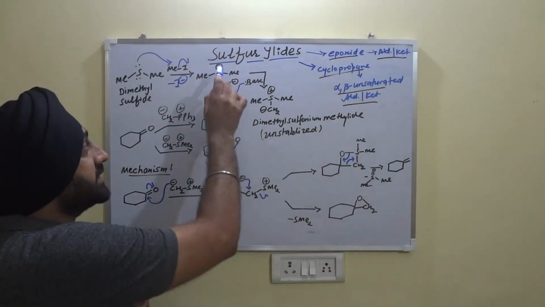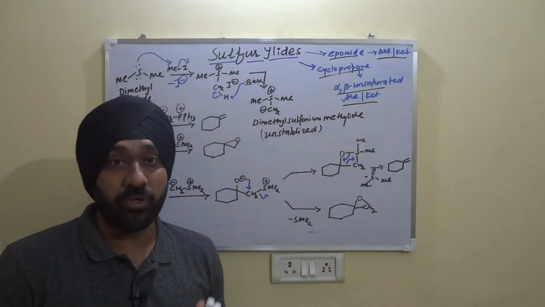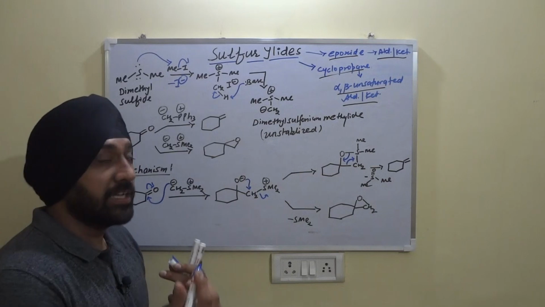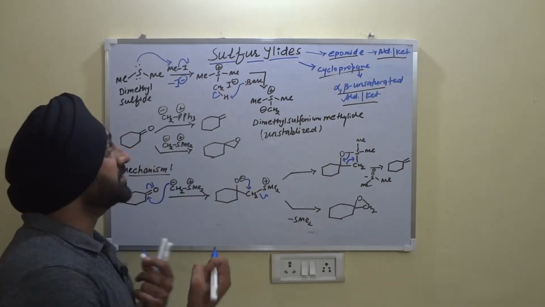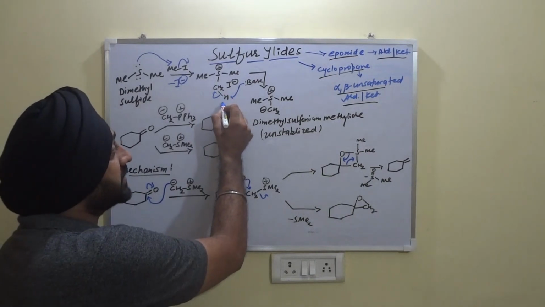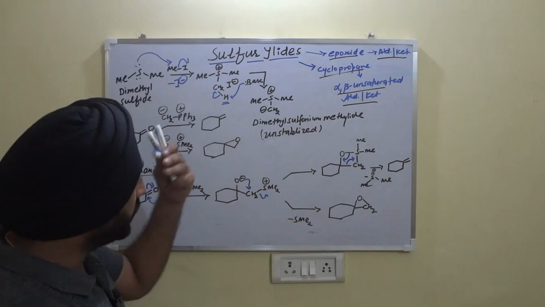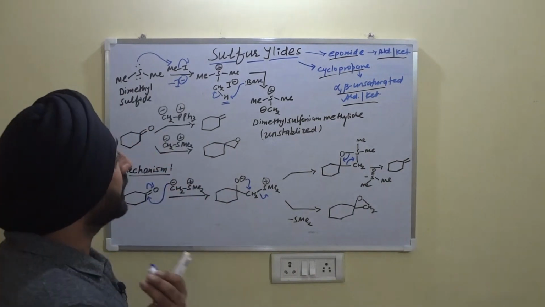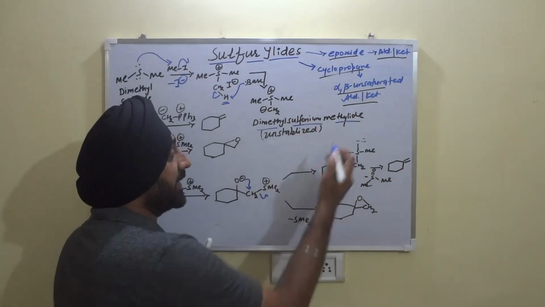Now this sulfur has a positive charge, which means it is deficient in electrons. So in order to fulfill its needs, it withdraws electrons from the carbon next to it, as a result of which this hydrogen becomes quite acidic in nature. Now if you add a base in the reaction, it leads to the formation of dimethyl sulfonium methylide.